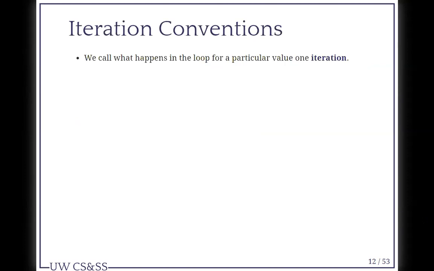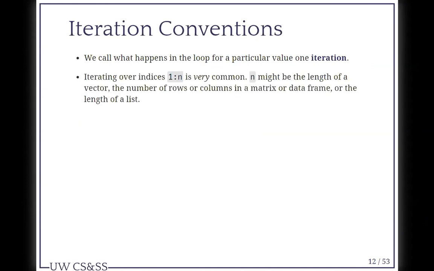I want to highlight a few of the conventions of iteration. We call what happens in the loop for a particular value one iteration. So often people will call i an iteration. Iterating over indices 1 to n, so over some integer numbers, is very common, where n might be the length of a vector, the number of rows or columns in a matrix or data frame, or the length of a list.